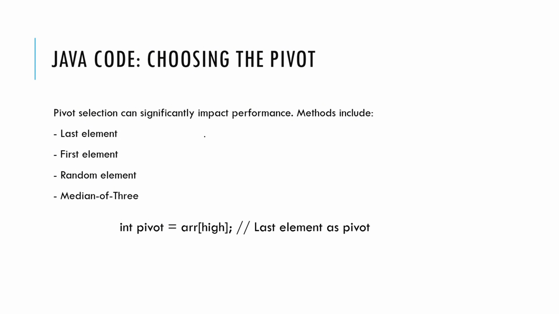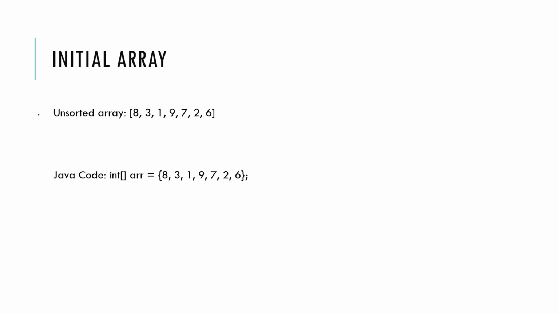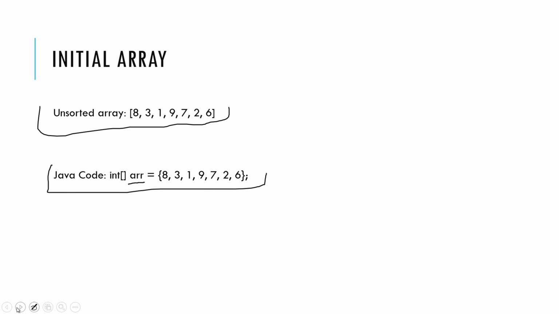As we thought, it's important to choose the pivot that is best for the algorithm. If the array is nearly sorted, we said the last element might cause problems, so that they won't impact performance badly. The initial unsorted array is this. The Java code to implement it is this. We simply add integer array brackets, we use a variable name, and we use the elements that we fetched.